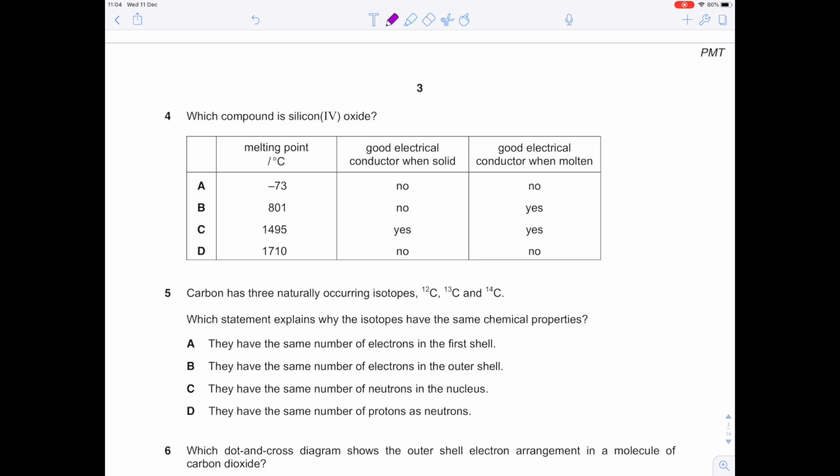4. Which compound is silicon dioxide? So this is a giant covalent structure. We've got 2 nonmetals. It's found in sand. So therefore it has a high melting point. I love writing notes to myself.